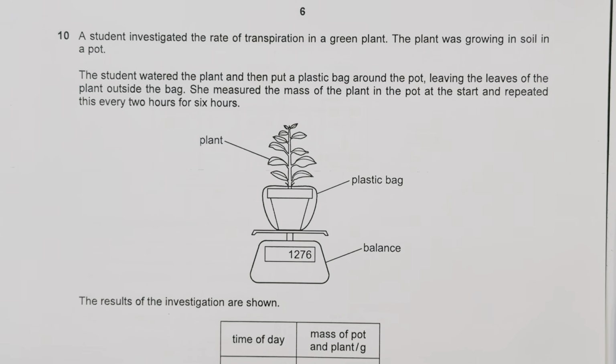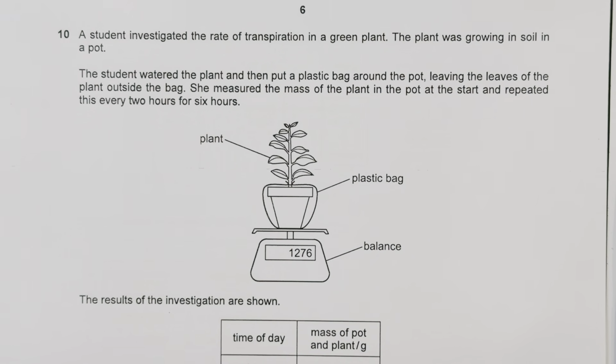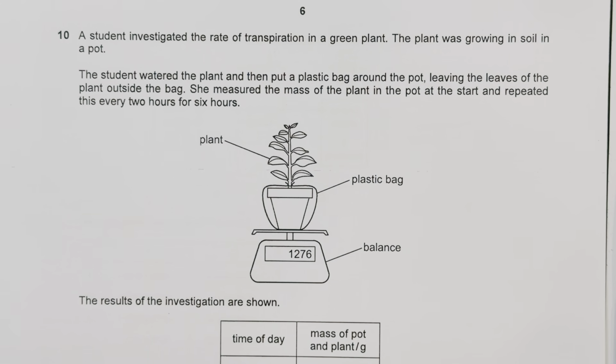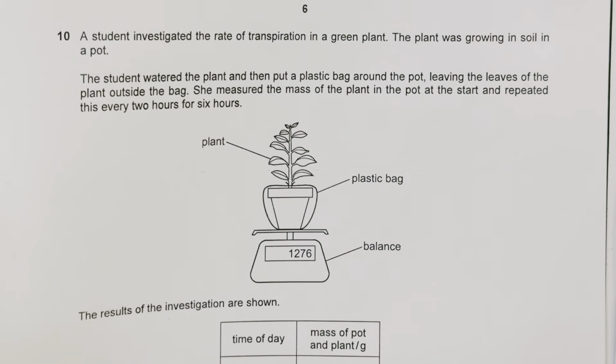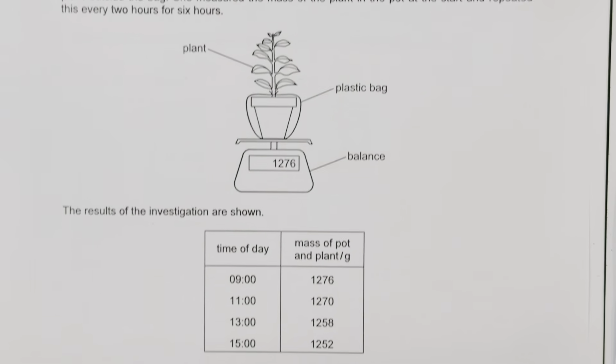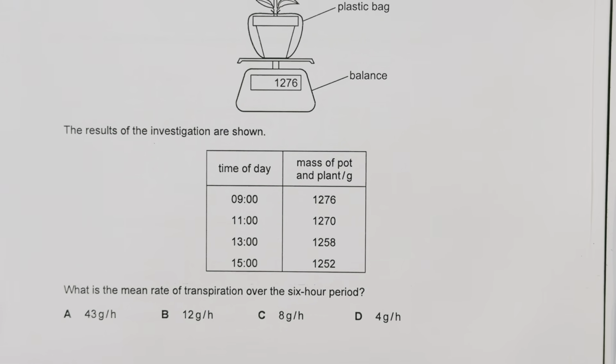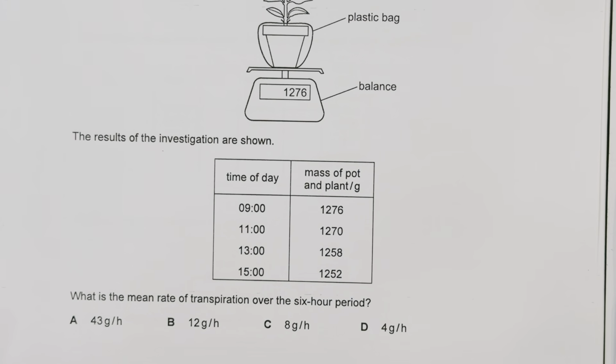Question number 10 is that a student investigated the rate of transpiration in a green plant. The plant was growing in a soil in a pot. The student wanted the plant and then put a plastic bag around the pot. Leaving the leaves of the plant outside the bag, she measured the mass of the plant in a pot at the start and repeated this every 2 hours for 6 hours. The result of the investigation are shown. What is the rate of transpiration over the 6-hour period?